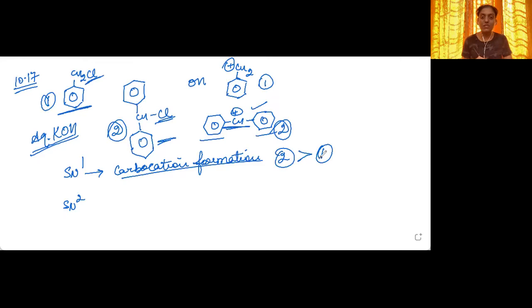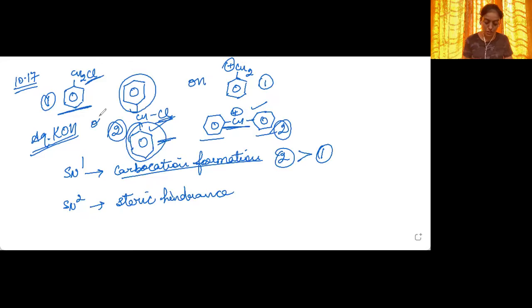Now, if SN2 mechanism is followed, then we will be looking at the steric hindrance, just like in the previous question we have done. Greater the steric hindrance, lesser will be the reactivity. Now, in the second molecule, two bulky groups are there which are sterically hindering the attack of OH negative on this carbon. This means the second one will be less reactive than the first one, because in the first one there is only one benzene ring which is sterically hindering the attack of OH negative, that is the nucleophile.